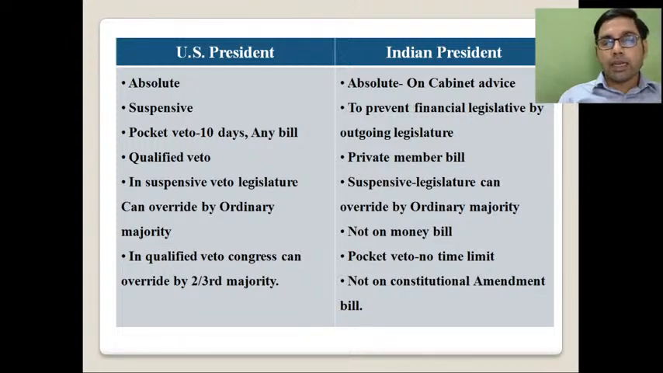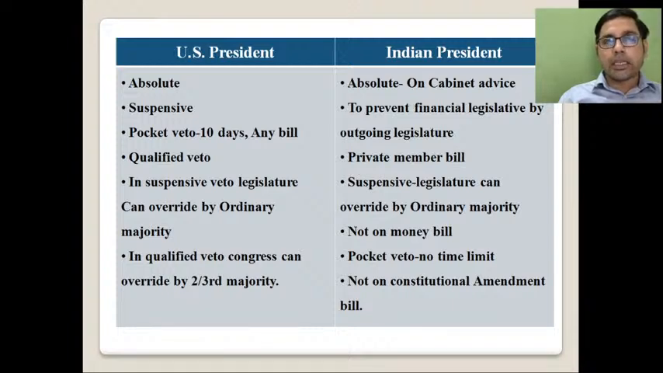So with your prior recommendation only, a money bill was introduced on the floor of Parliament, and when both the houses of Parliament have passed it, then the President is not supposed to exercise such suspensive veto over a money bill. In case of pocket veto, you will find the Indian President's pocket veto power is wider than that of the US President.